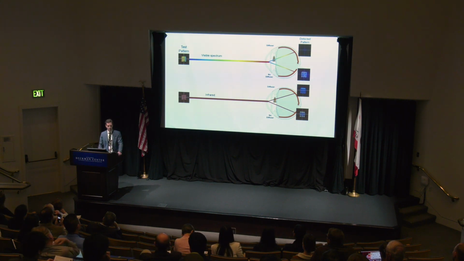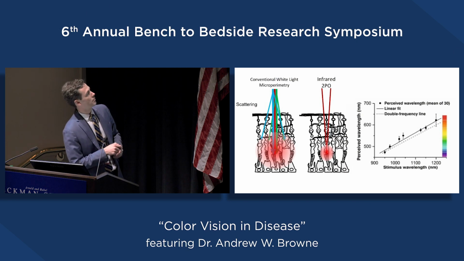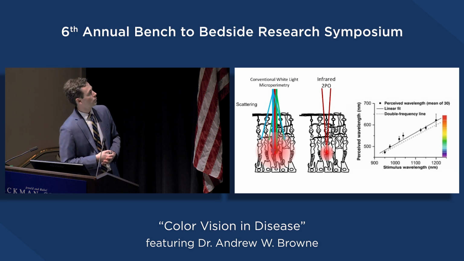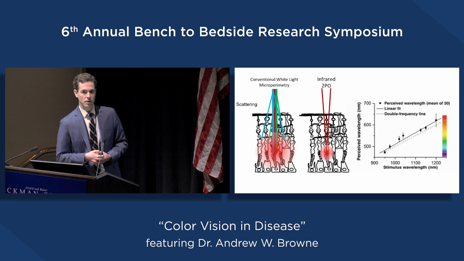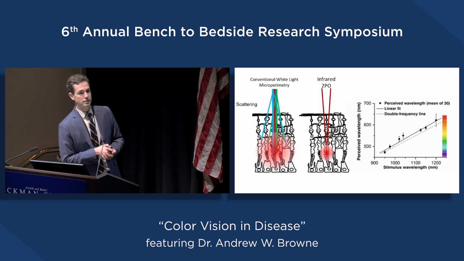But for now, we can't. And so conventional white light microperimetry does suffer from some of this diffusion, where larger focal areas of the retina can be stimulated. And with infrared 2-photon ophthalmoscopy, where pulsed lasers are directed to very small focal volumes and the infrared light itself is not dispersed, in principle one can very reliably probe small areas of the retina.